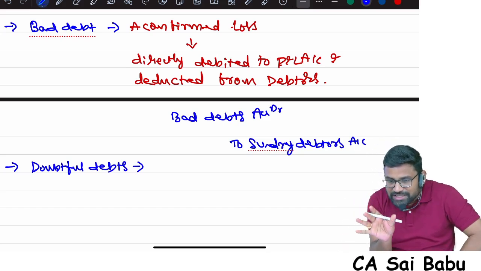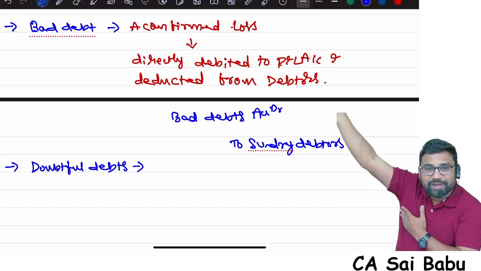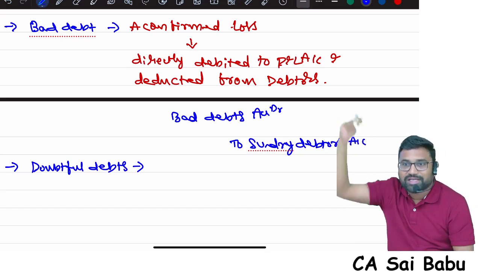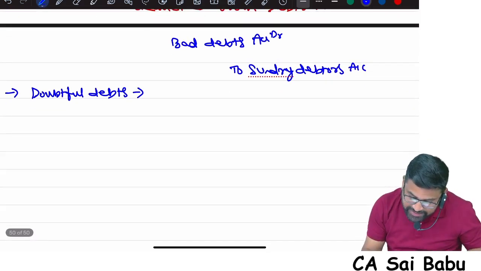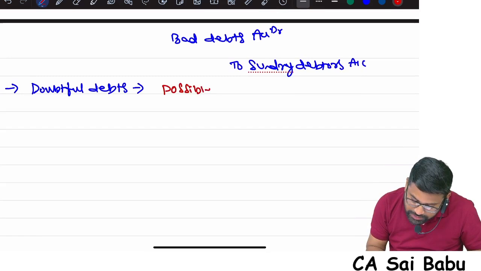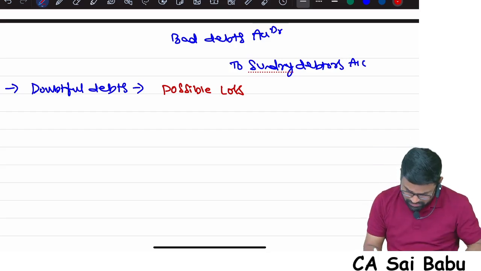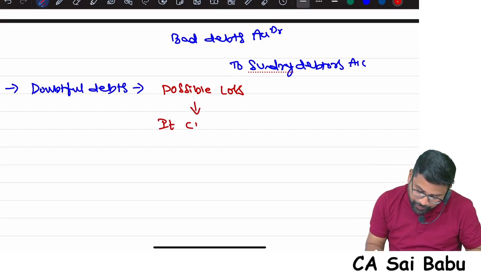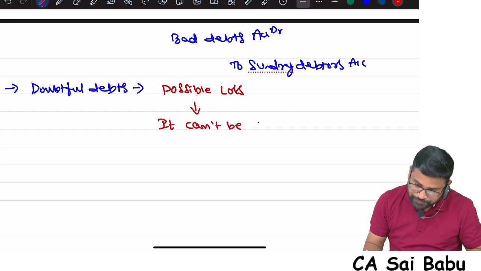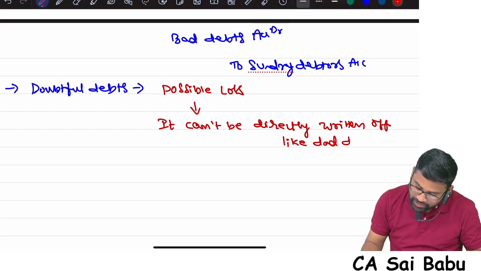A provision is nothing but an amount which is charged against the profits to meet any anticipated future losses or liabilities. So bad debts, doubtful debts, what is it? It's a possible loss. Write down, possible loss. So therefore it cannot be directly written off, directly written off like bad debts. Correct? Agreed or not?